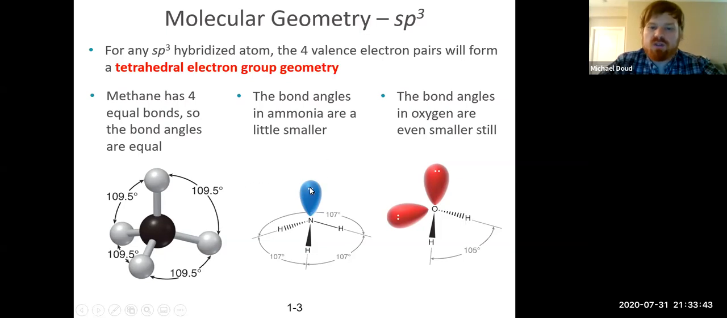Now with ammonia, there's a lone pair. The lone pair is like a stronger negative charge, so it pushes a little harder on these NH bonds here. That actually shortens the bond angle pretty significantly from 109.5 predicted to 107 actual. And then finally with water, we actually have 2 lone pairs. Those are both pushing even harder on these oxygen-hydrogen bonds. So now our angle is even more acute at 105 degrees.